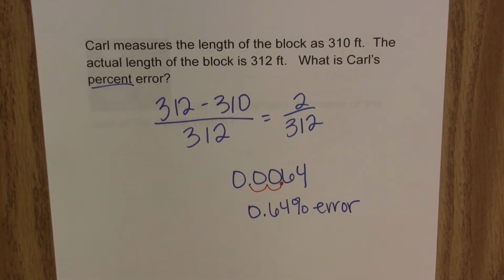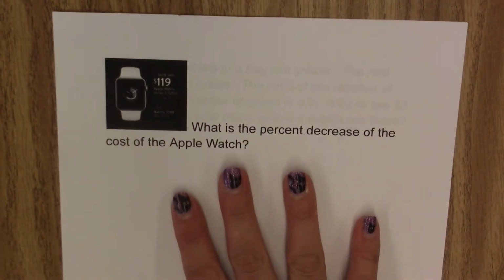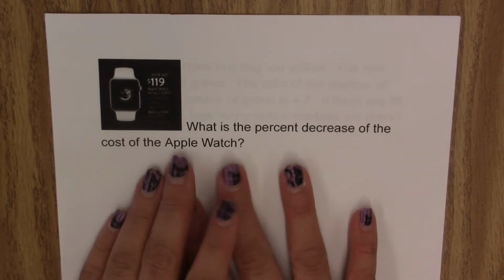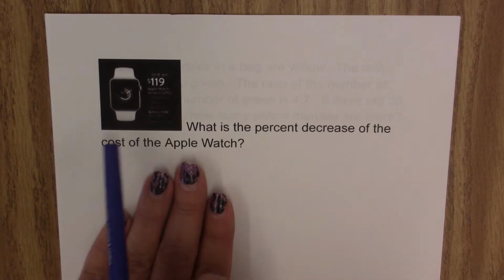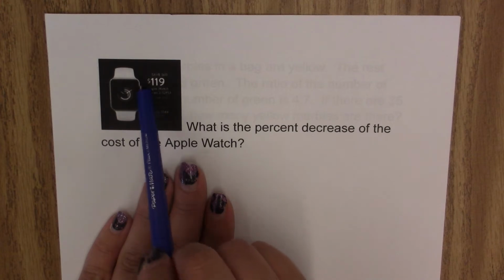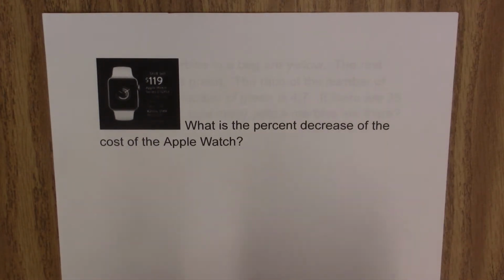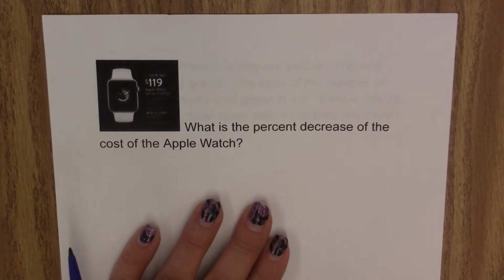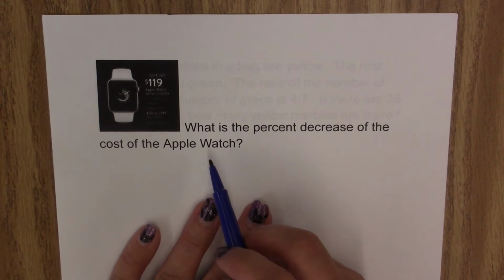Okay, let's look at another one. All right, so the picture is a little hard for you to see, so I'll tell you what it is. So this is a picture from Walmart's Black Friday ad coming up. It says the Apple Watch Series 3s are on sale for $119, and that you're saving $60. So that would give it an original price of $179. So we're looking at what is the percent decrease of the cost of the Apple Watch. So we're looking at what percentage off is it.